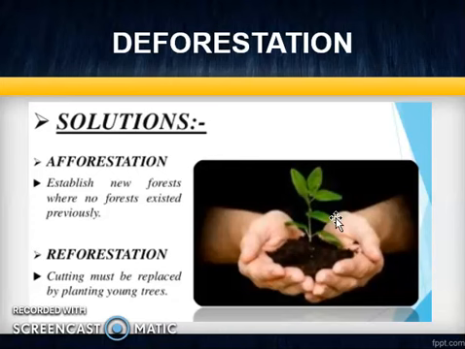Students, let's continue our discussion for the similar title, talking about deforestation. Now we want to talk about the management, how to solve the problem or to reduce it. The first method or step to overcome this problem: afforestation, establishing a new forest where no forest existed previously. The second solution that we can practice to reduce the impact of deforestation is that cutting must be replaced by planting young trees.